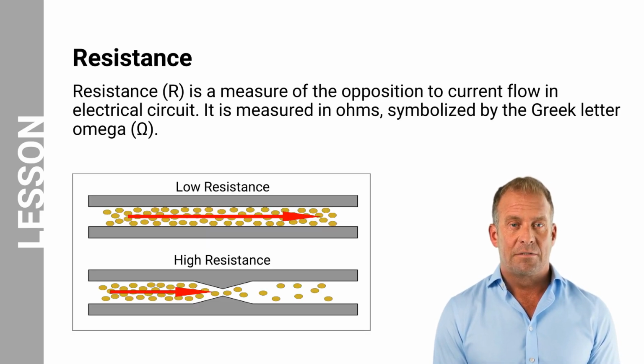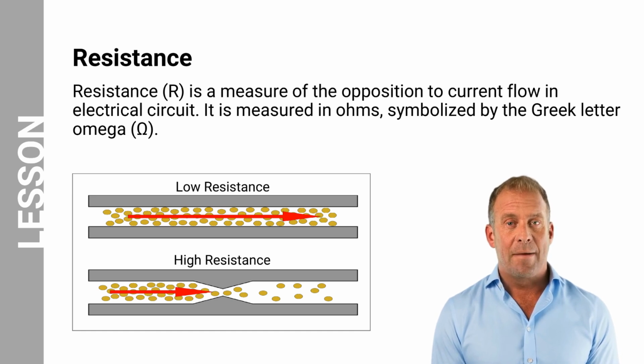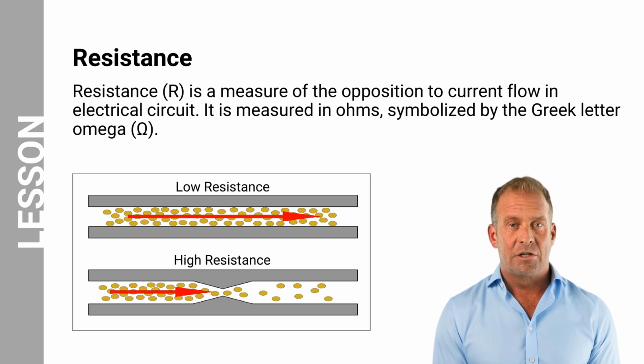Resistance, abbreviated as R, is a measure of the opposition to the flow of electric current in an electrical circuit. Resistance is measured in ohms, symbolized by the Greek letter omega, Ω. The relationship between voltage and current in an electrical circuit is described by Ohm's law. This law states that the current flowing through a conductor between 2 points is directly proportional to the voltage across the 2 points. Resistance can be compared to the width of the pipe. A pipe with a large diameter will have low resistance compared to a pipe with a small diameter with a high resistance.